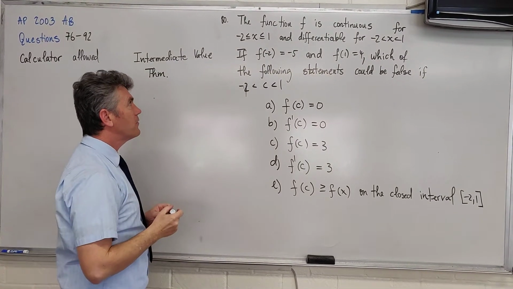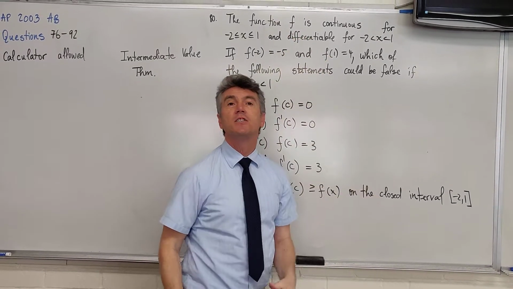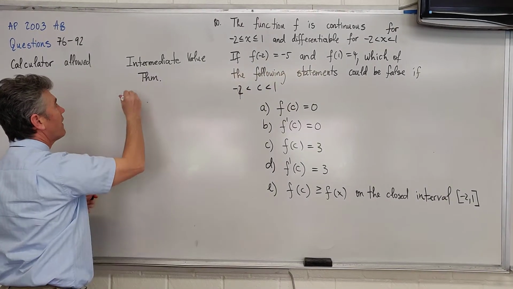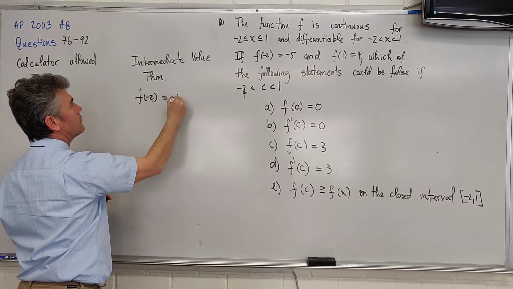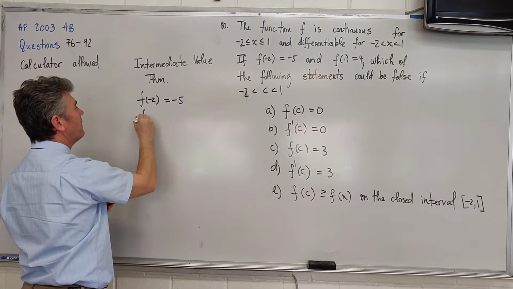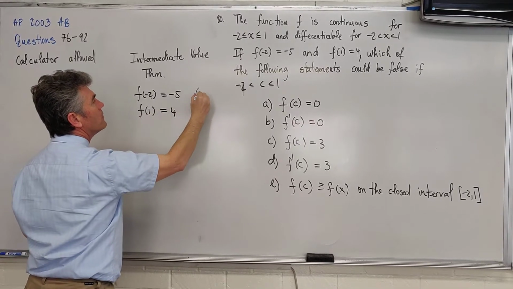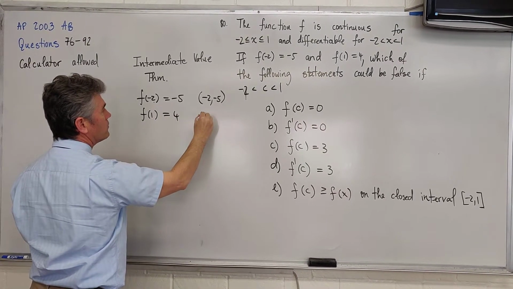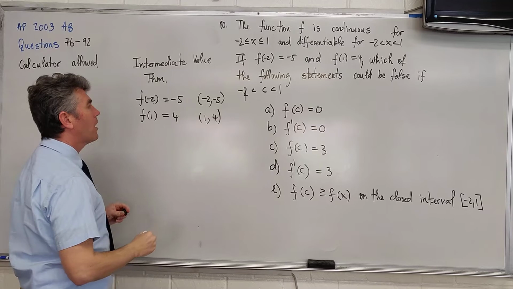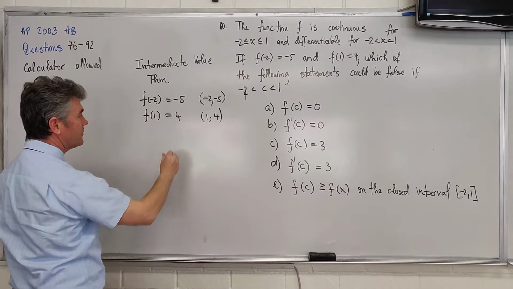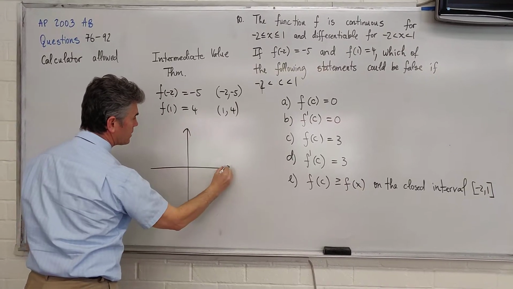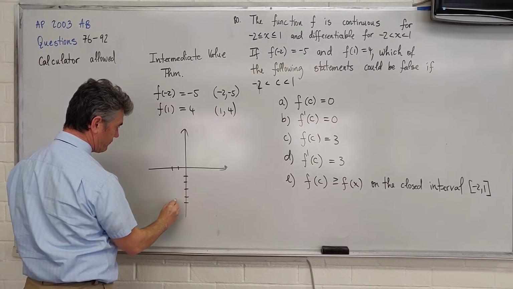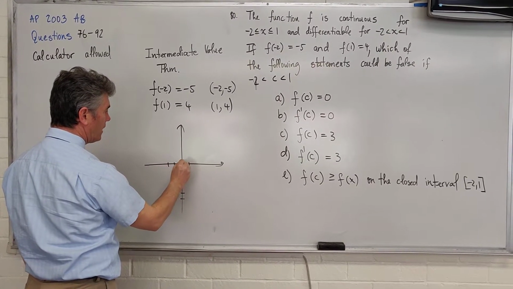To use the intermediate value theorem, it is enough to know that f is continuous. And so let's use our information. We have f of negative 2 is equal to negative 5. And we are told that f of 1 is equal to 4. So we have the point negative 2, negative 5, and the point 1, comma 4. So when x is 1, y is 4. Draw the y-axis, draw the x-axis, plot negative 2 and negative 5. Plot 1 and 4.